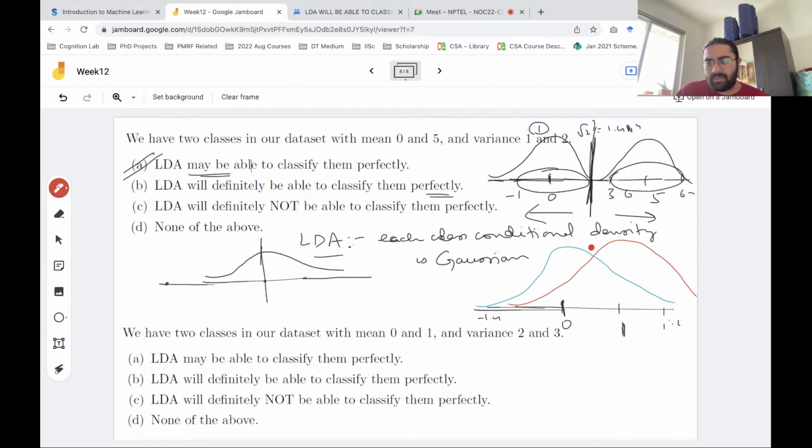So if I were to use LDA, it'll basically project it on some linear dimension, right? For example, on this dimension, you will never be able to get a good classification, right? So hence LDA will not be able to classify them perfectly at all, right? So this is the reasoning behind the question and the answer.